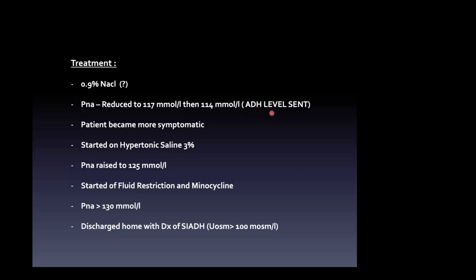And I said to myself, if the American guidelines are correct, then this patient should have circulating ADH levels. But if the Europeans are correct, then she may be in the gray zone where she does not have ADH, and maybe she has an alternative diagnosis. Nevertheless, the patient became symptomatic. We gave her 3% saline. We raised her plasma sodium to 125. She was put on fluid restriction and minocycline, and her plasma sodium increased, and she was discharged home with a diagnosis of SIADH because her urine osmolarity was more than 100.